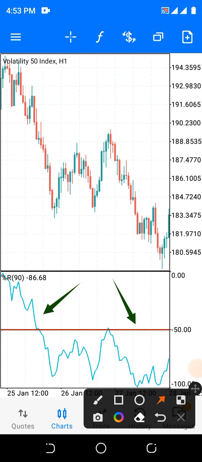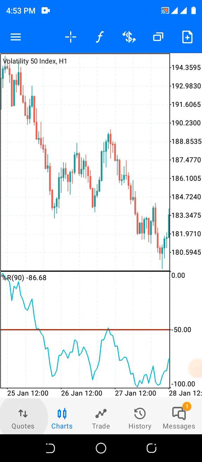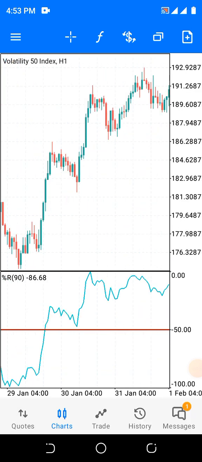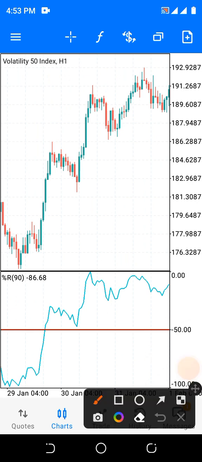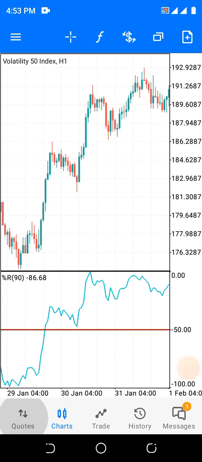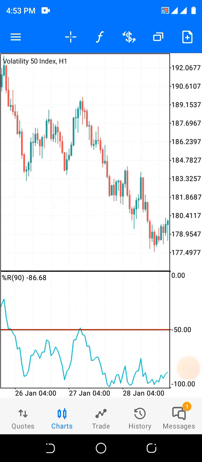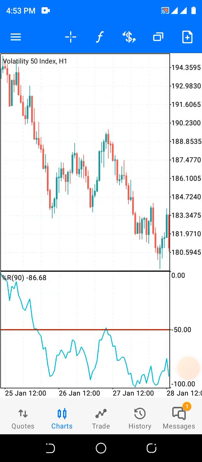So when the Williams Percent indicator crosses the 50 mark from up downward, that is a sell signal. Now when the crossing occurs from down upward, that is a buy signal. Like I said, I will show you where to place your stop loss. All right, now let's proceed. Let me show you how to make use of this.